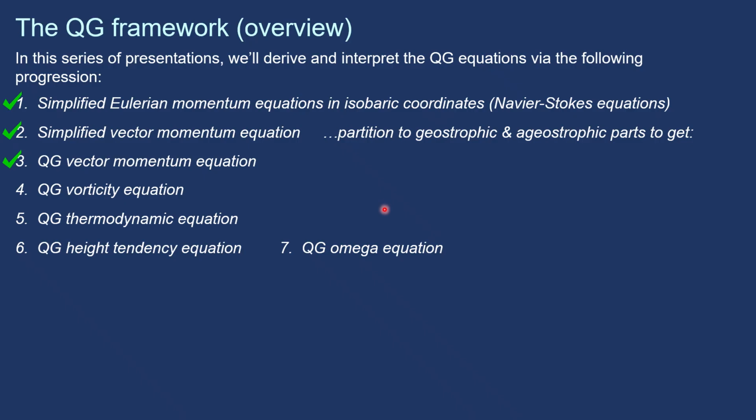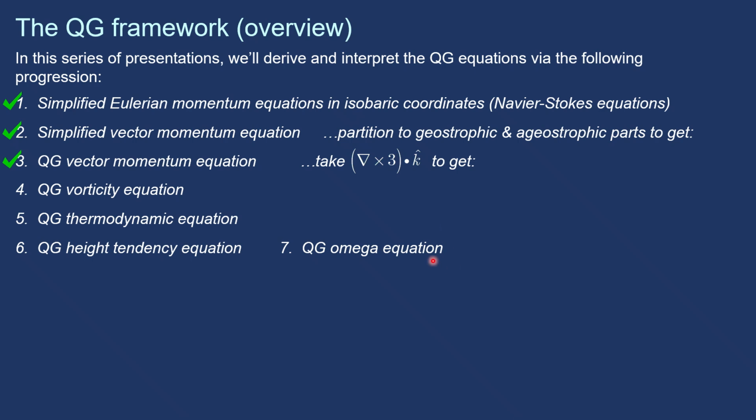So here's where we are on our pathway to ultimately deriving the QG geopotential height tendency equation and QG omega equation. We're roughly about halfway through, and we've gotten to the point now where we've written down the QG vector momentum equation. To get from momentum to vorticity is going to involve taking the curl of the momentum equation, specifically just its vertical component, to get us to the vorticity equation.